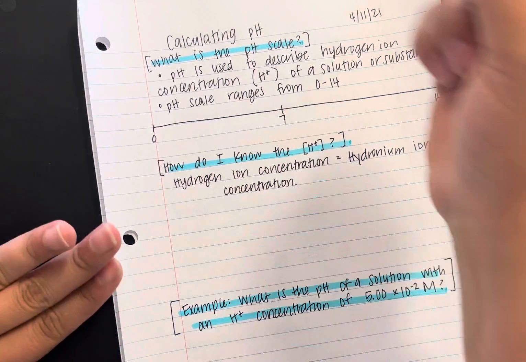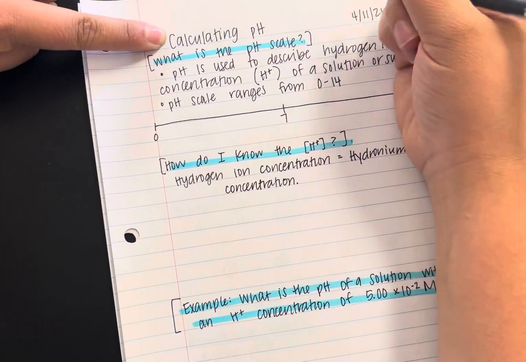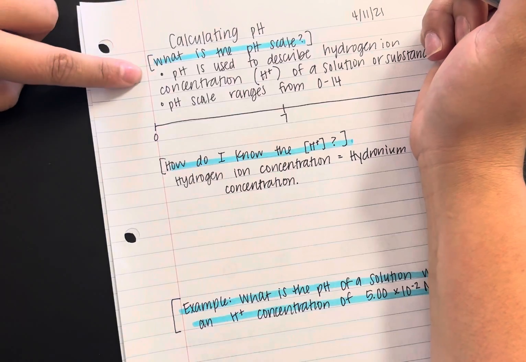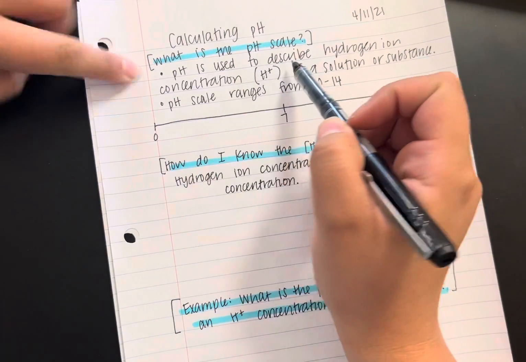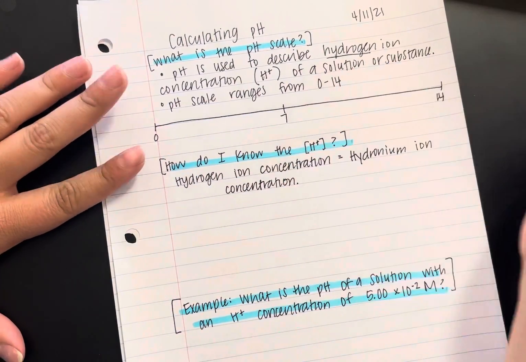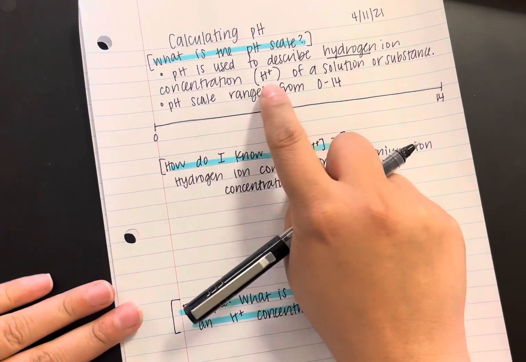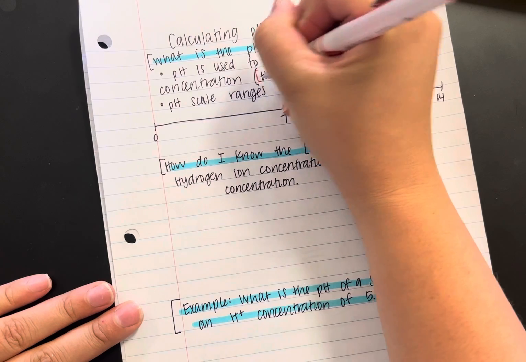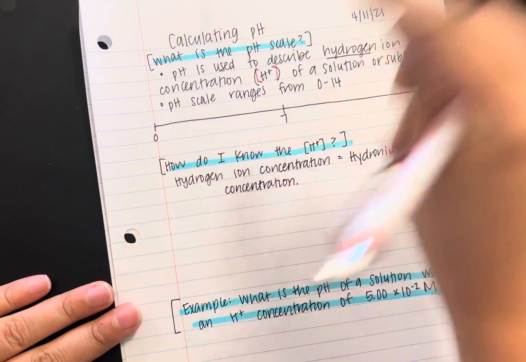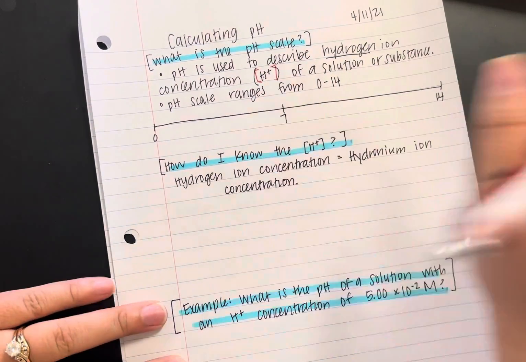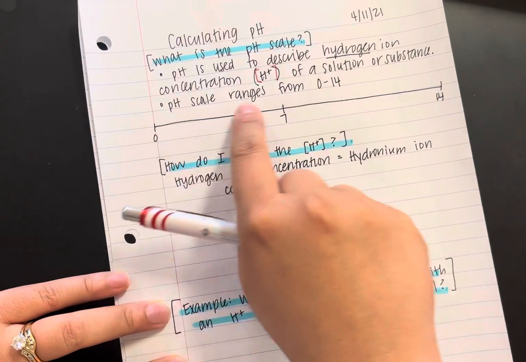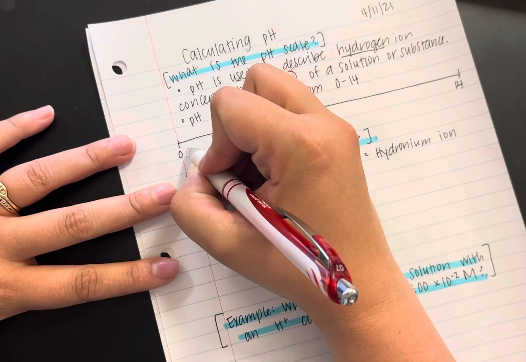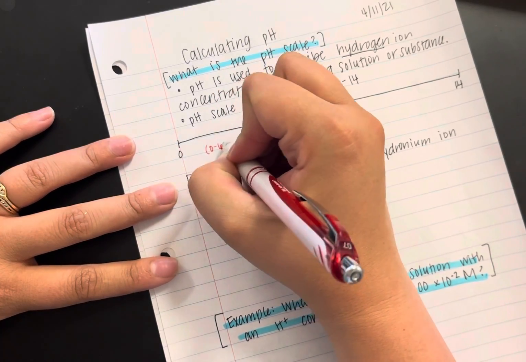So we are going to be calculating pH today. So 3 different things. First thing is, okay, well, what's the pH scale? Just a reminder, pH is used to describe hydrogen ion concentration. What that looks like is this little H+, and it usually is in brackets. Whenever you see brackets around something, those brackets mean concentration of.